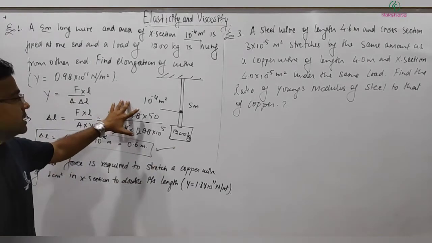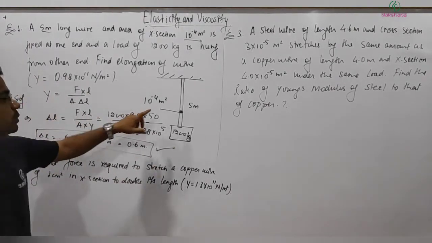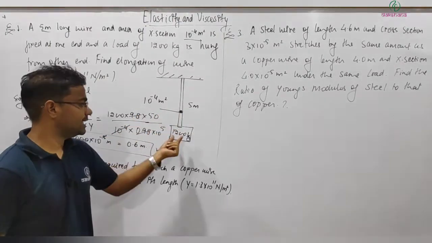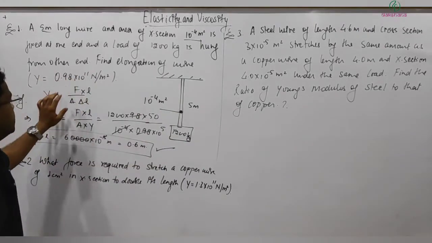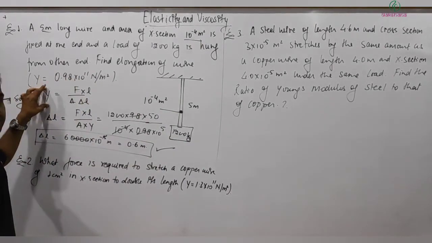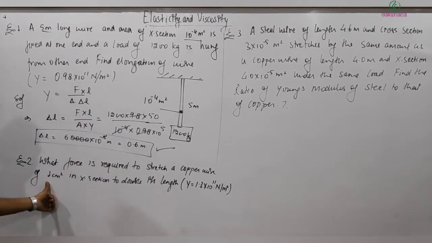So there is nothing much complex, it's a simple straightforward formula based problem. Everything is provided: length, area of cross section, this weight is creating the stress in this wire, and Young's modulus is given. We know the formula, so just remember this formula, substitute, rearrange, and we get the answer. Let's see the next problem.